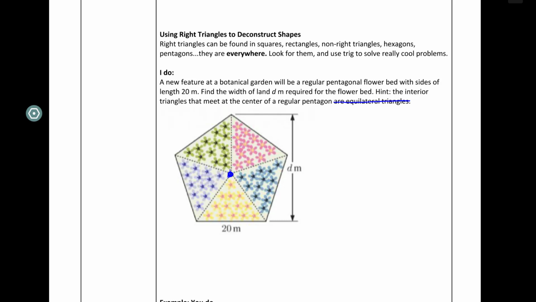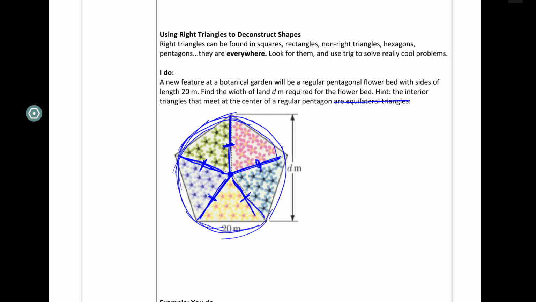However, I do know that this distance and this distance and this distance and this distance and this distance, since this is a regular pentagon, these are all congruent to each other. Now, they may not be 20 meters. I don't know if they're 20 meters, to be honest. I don't think they are, but I don't know. So I'm going to try and figure out what I can do. Well, if all of those are the same distance, then it's like a circle. And that's my radius.